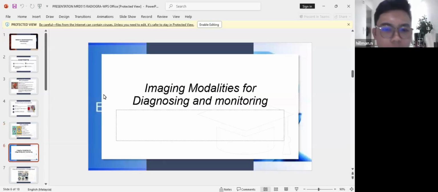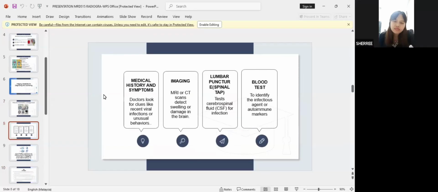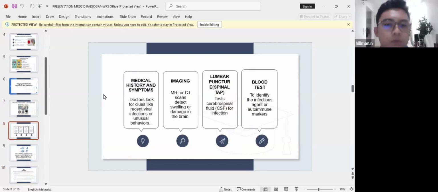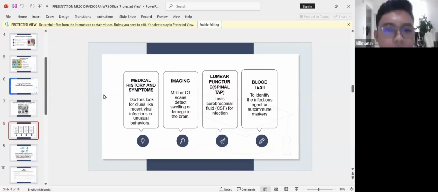So, imaging modalities for diagnosing and monitoring. How encephalitis is diagnosed. So here we have the infographic of how encephalitis can be diagnosed. There are a few methods or ways that we can diagnose encephalitis. One of which is medical history and symptoms. Doctors can look for clues like recent viral infections or unusual behaviors. Secondly, imaging, MRI or CT scans detect swelling or damage in the brain.